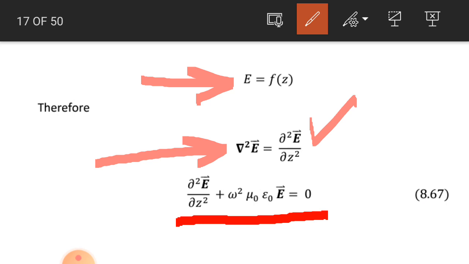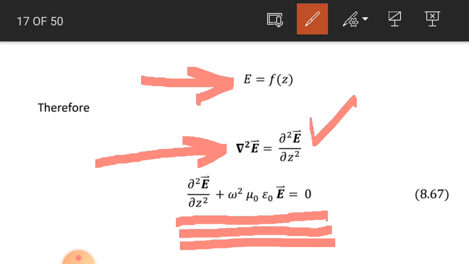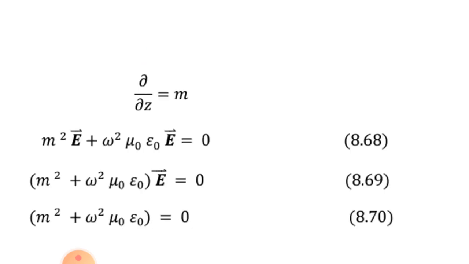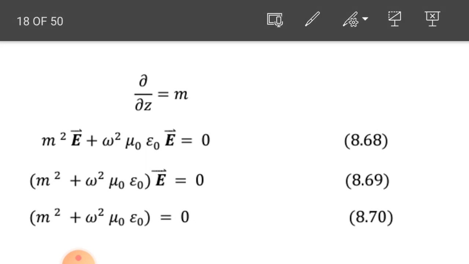∂²E by ∂z² plus omega square mu naught epsilon naught into the phasor value of the electric field intensity will be equal to zero. And this equation is the second order homogeneous differential equation. We need to find out the solution of this equation, and in order to do that, we need to find out the auxiliary equation of this second order differential equation.